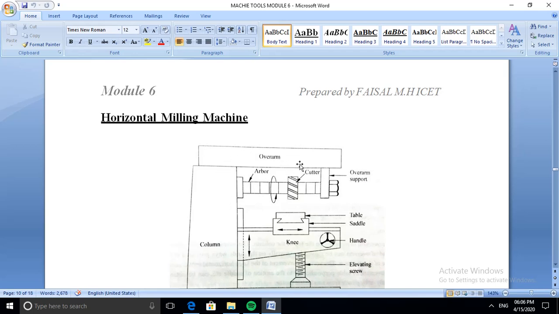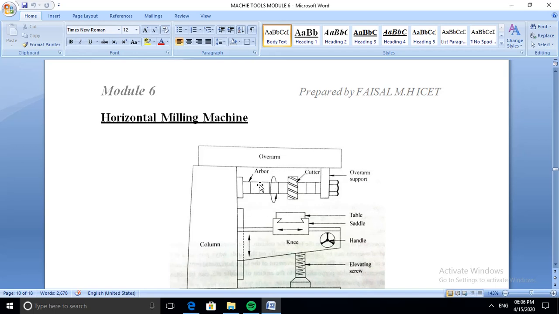And there is an overarm. The overarm is provided on the top surface of the column. One end of the overarm is supported by the overarm support. There is a provision for moving the overarm support, so the gateways are provided on the bottom side of the overarm. Through this we can move the overarm support.